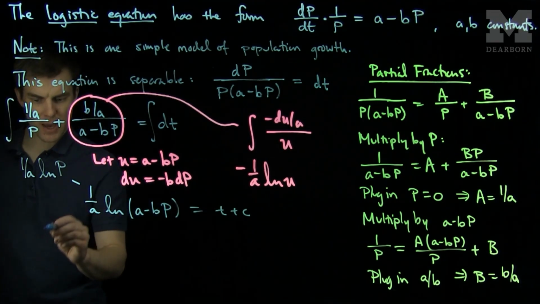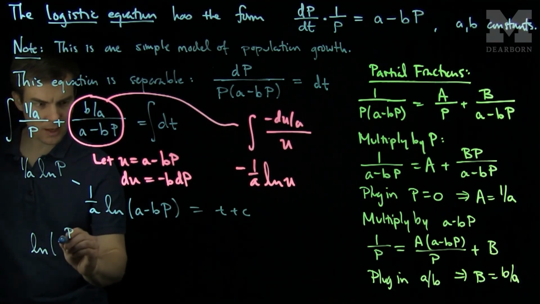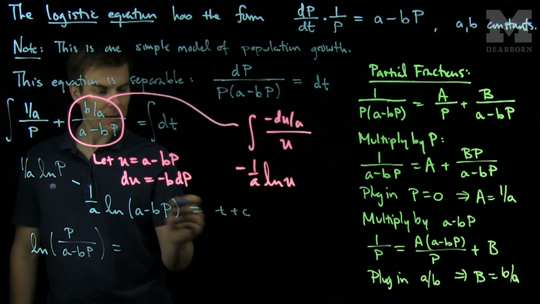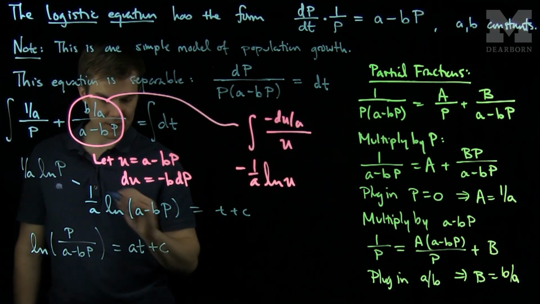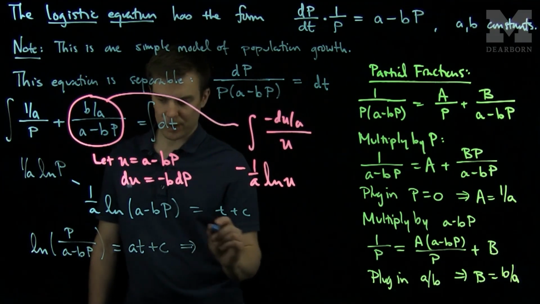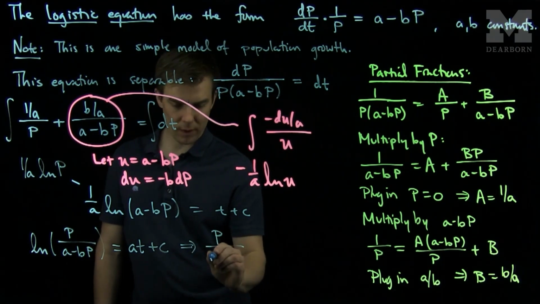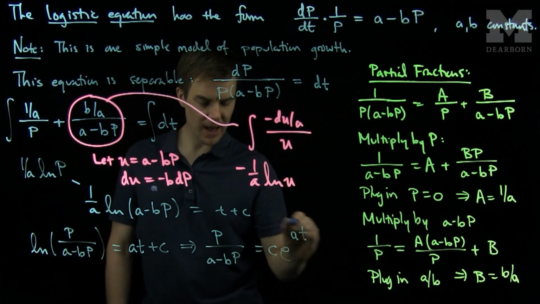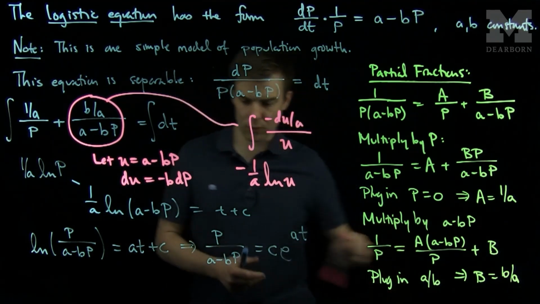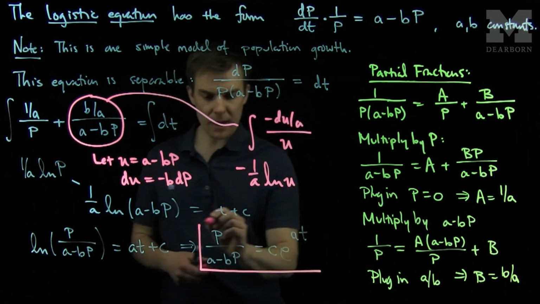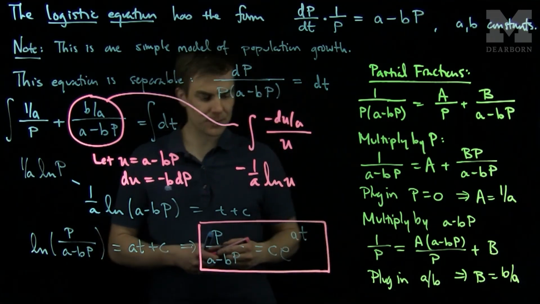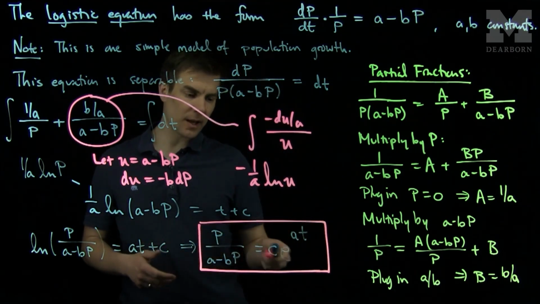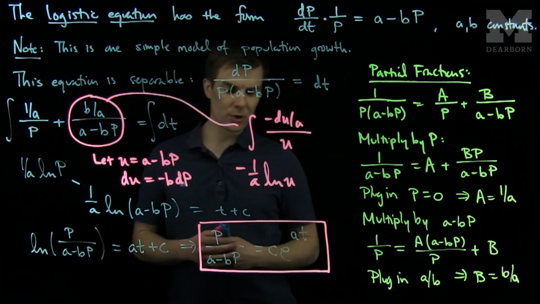So I'll multiply both sides by a and write the log of p over (a minus bp) is equal to at plus c. And finally, I will take the exponential of both sides and write p over (a minus bp) is a constant C times e to the at. And what we have here is a rational expression in p equal to a constant times the exponential of at. We can solve this equation for p to write p as a function of t. And this is the solution of the logistic equation.